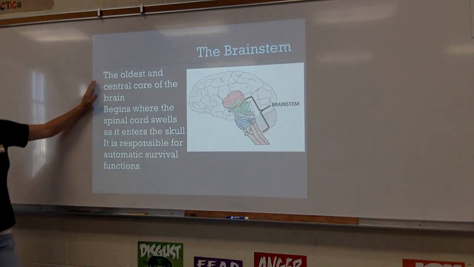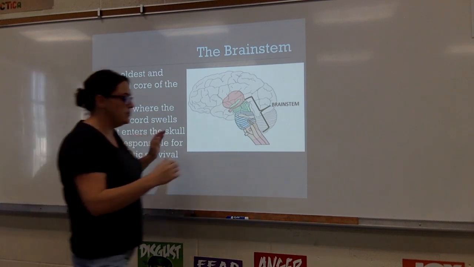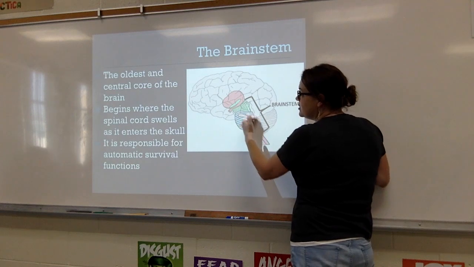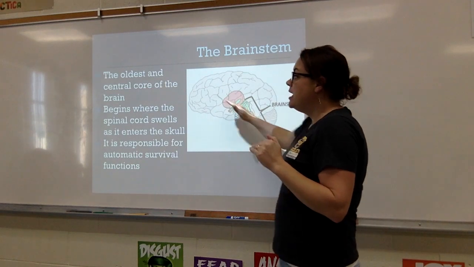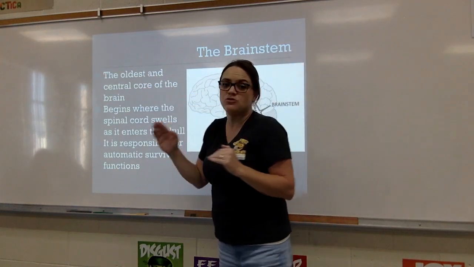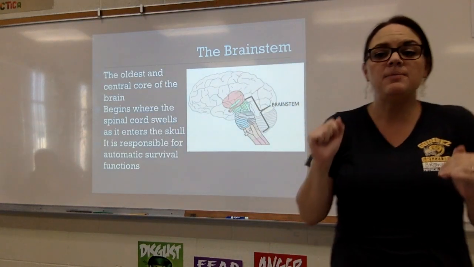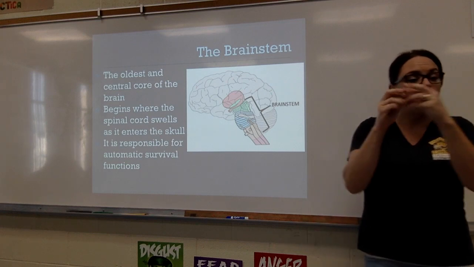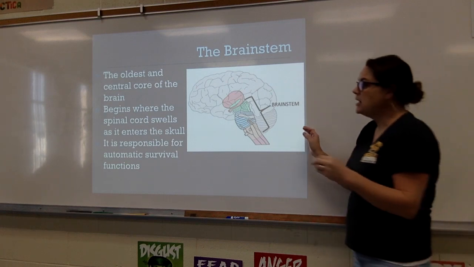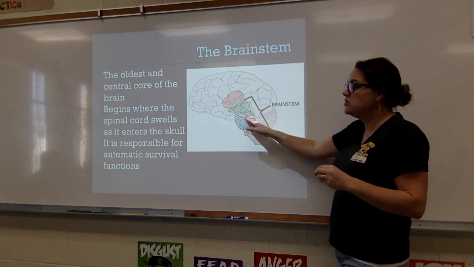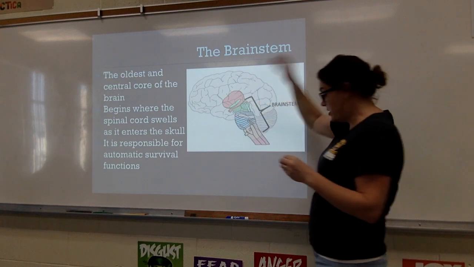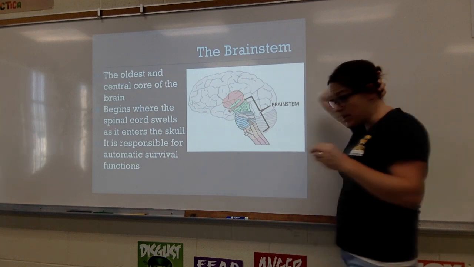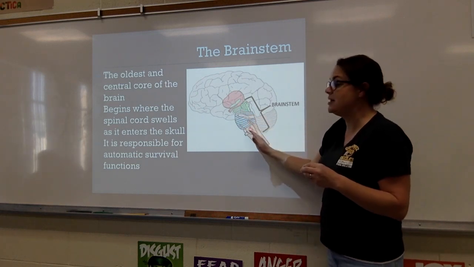Okay, so the first brain part you're going to write down is the brain stem. So it's this huge part, so I want you to color it in, and it has some different parts that we're going to go over. It's the oldest and central core of the brain. What we mean by the oldest is evolutionarily speaking. It's the oldest part of the brain. It begins where the spinal cord swells as it enters the skull. So it's kind of right back here. As your spinal cord comes up into your brain, that's where your brain stem is.